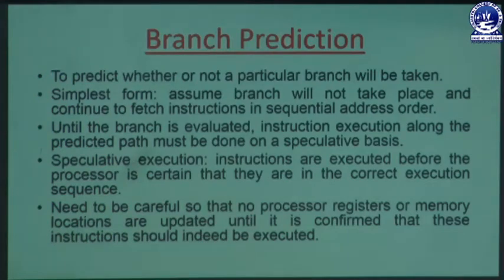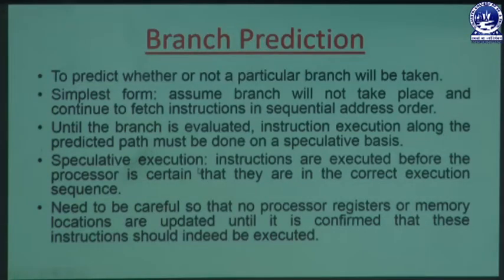So, we have to assume that the branch will not be taken, and the instructions, whatever is written, have to be executed in a sequential manner. Then, until the branch is evaluated, instruction execution along the predicted path must be done on a speculative basis. That means until the branch condition is satisfied, or you can say until the branch instruction is executed, the instructions are executed in a sequential manner.